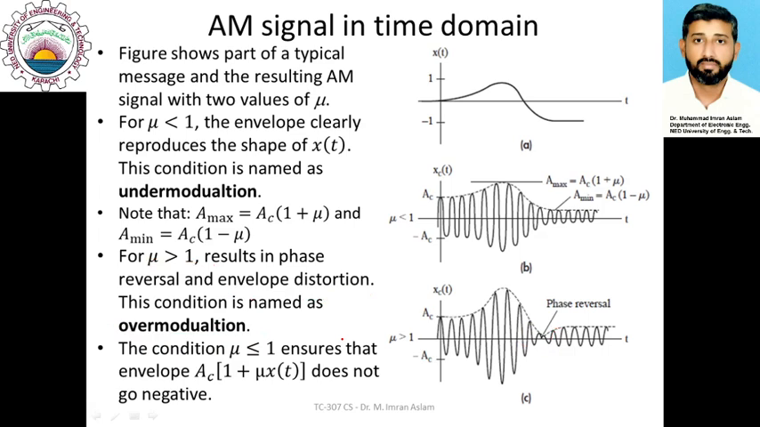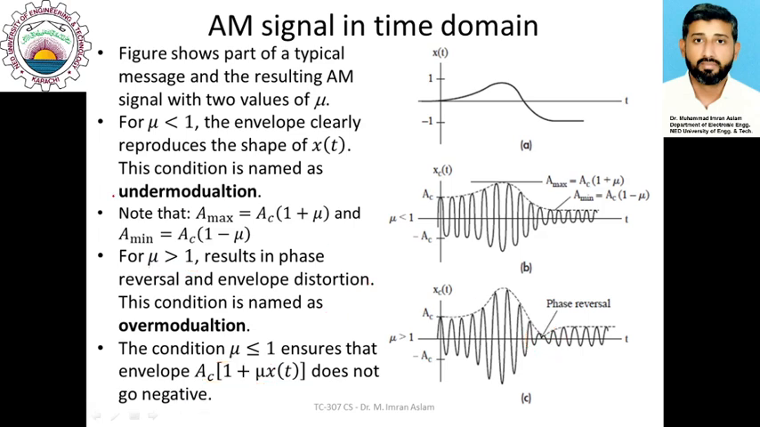For most cases of amplitude modulated signals, we generally do not want to have this over-modulation condition. So we try to keep mu less than 1. We have to keep mu less than or equal to 1 to ensure that the envelope does not go negative, so that we do not encounter the phase reversal condition, or the distortion that appears because of the phase reversal due to over-modulation.